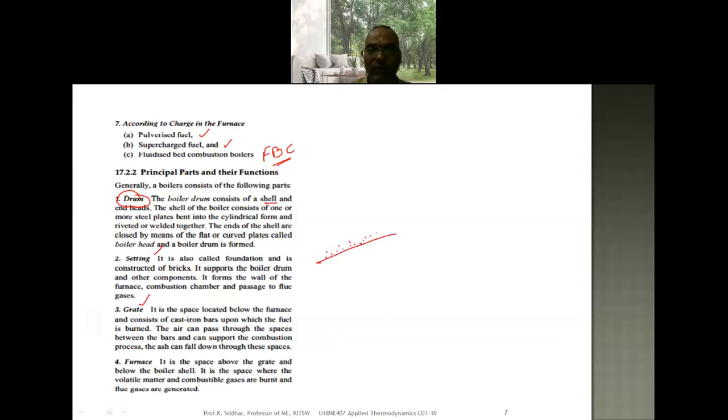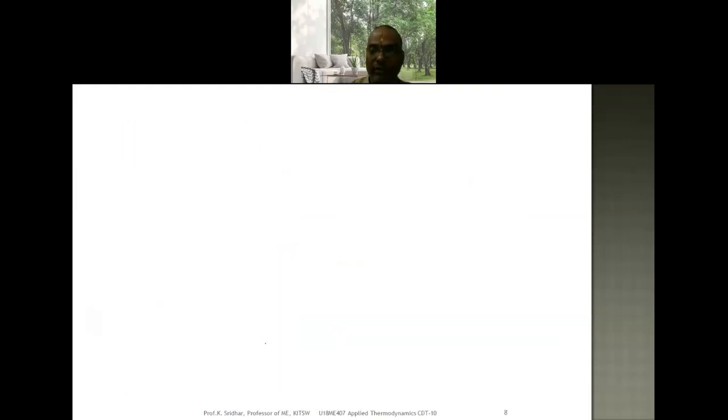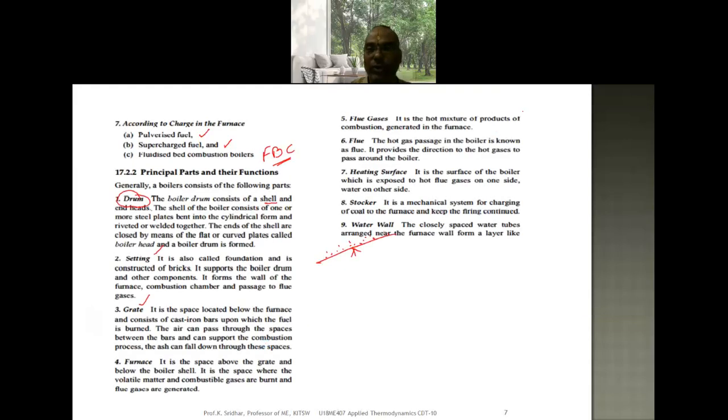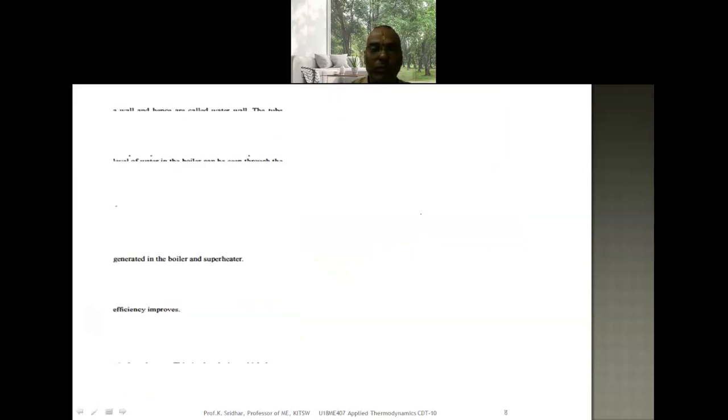That is, the coal is basically burned over this particular grate surface only. So it's known as the grate over which the fuel will be dumped. The furnace is where we are heating. So the steam and the gases are generated here. The flue gases are generated whenever you are burning the coal, and similarly the flue and heating surface, and stoker, that is a furnace mechanism, and water wall.